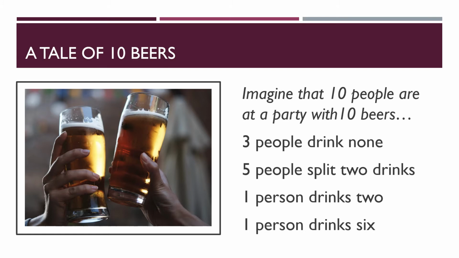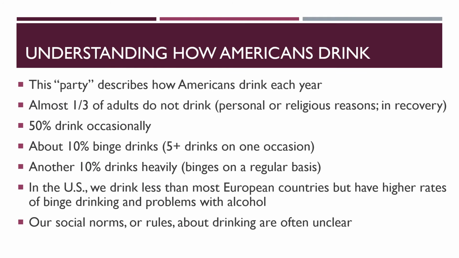So what does this tell us? Let's make some more sense of this party. This party is actually how Americans drink every year over the course of a year. So about 1/3 of adults, that 30% who came into the party and didn't drink anything, stay abstinent and don't drink the entire year. That might be for personal reasons. They just aren't interested in drinking, don't like it, don't want to. Might be for religious reasons. Several religious groups, such as Mormons, some Baptist churches, and Muslims, for religious reasons, don't drink alcohol. Some of that group that doesn't drink might also be in recovery.